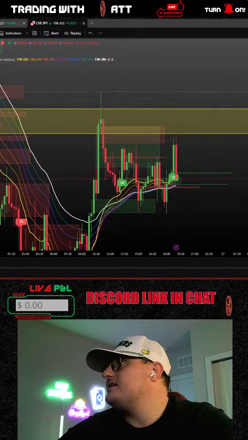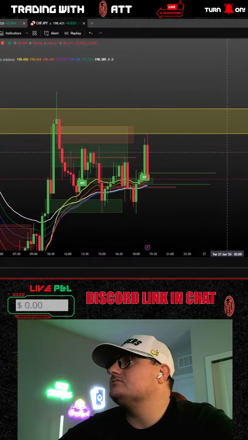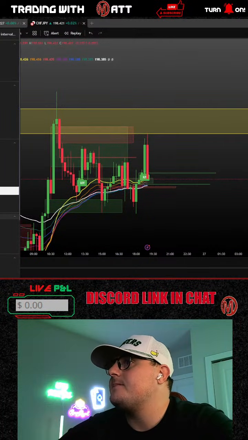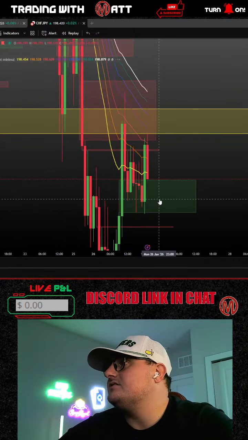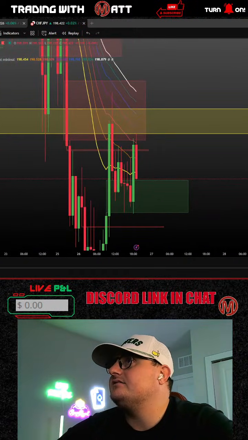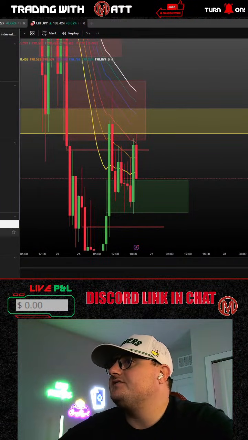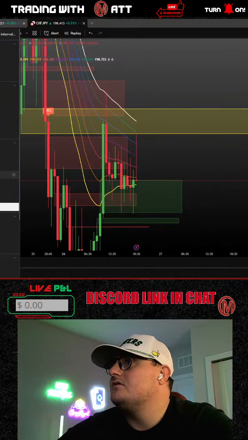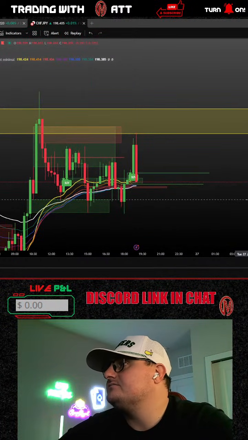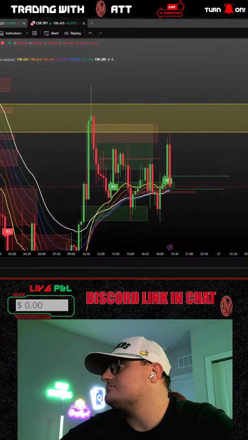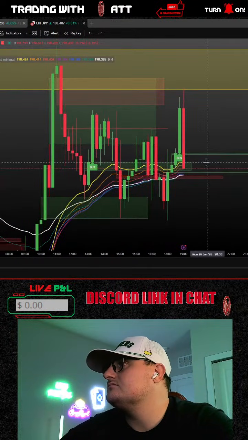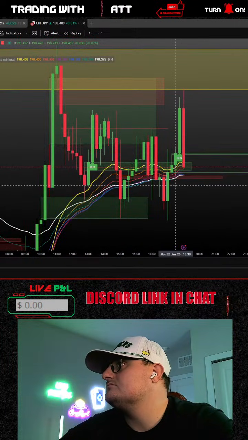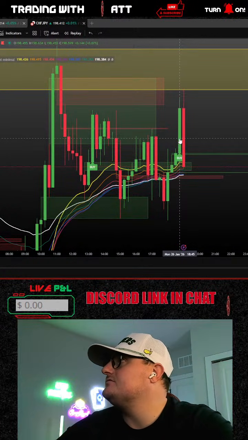Well, we just got a buy signal on CHF JPY here. Let's see if we also got it on the hour. We did not. Only on the 15. Only on the 15 here. It was for this candle.